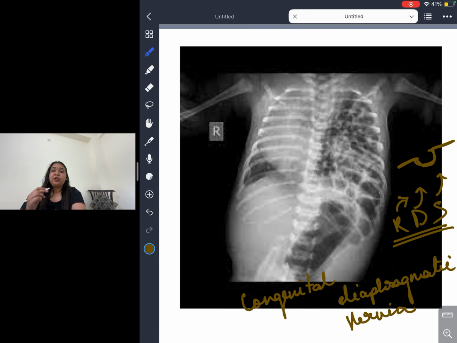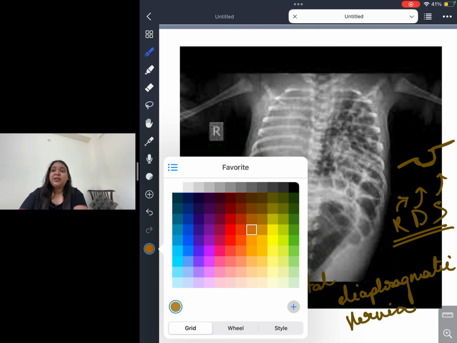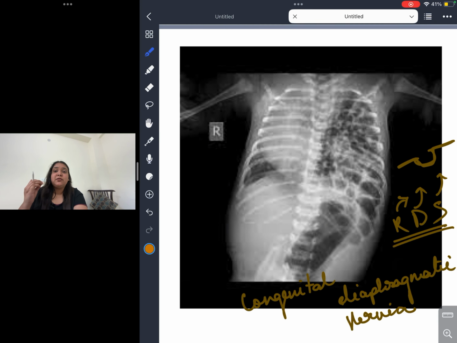Now, one more thing you should remember about this condition is that in these patients, if you give bag and mask ventilation, then the patient's condition will further worsen. Because if you give bag and mask ventilation, these bowel loops can further go into your thorax, and the patient will have more respiratory problems, more breathing problems. So in this patient, bag and mask ventilation is absolutely contraindicated.